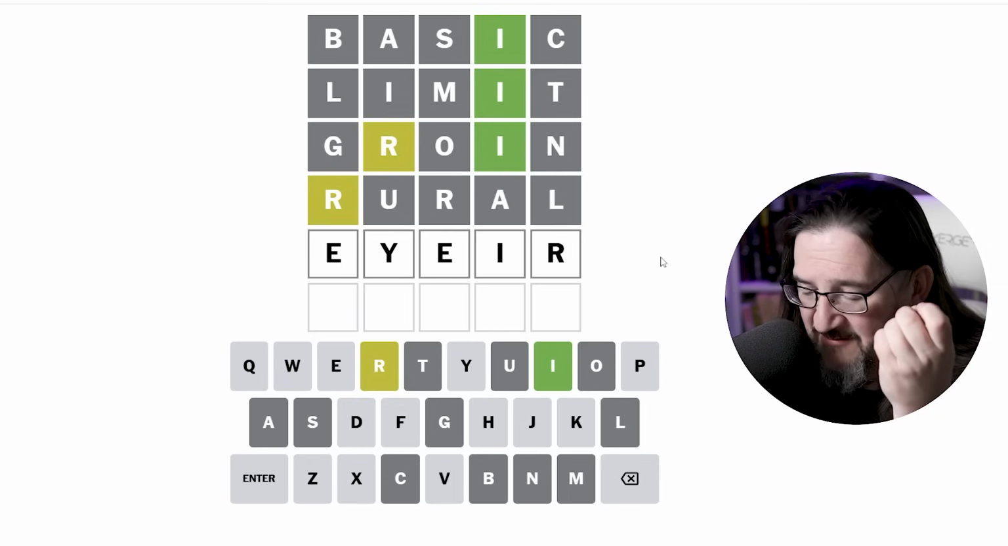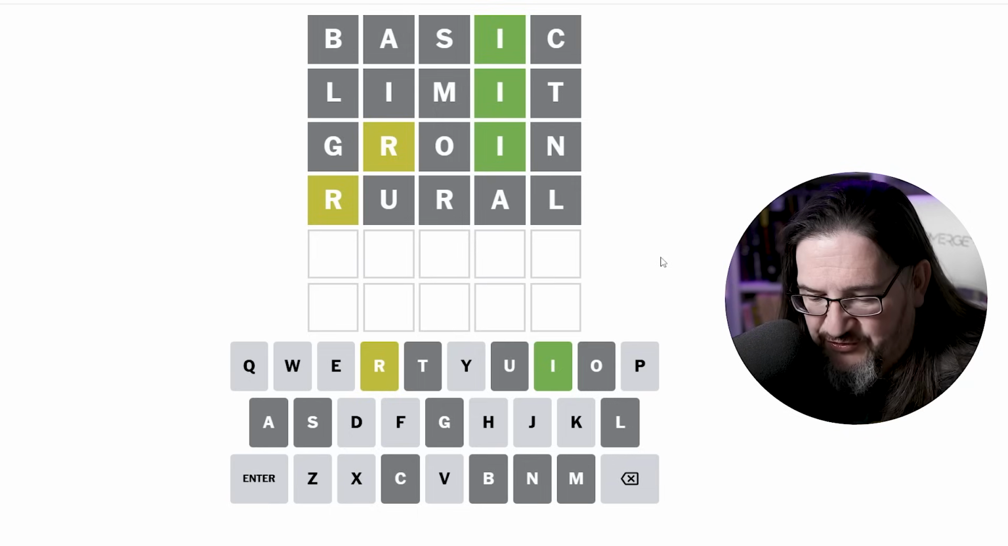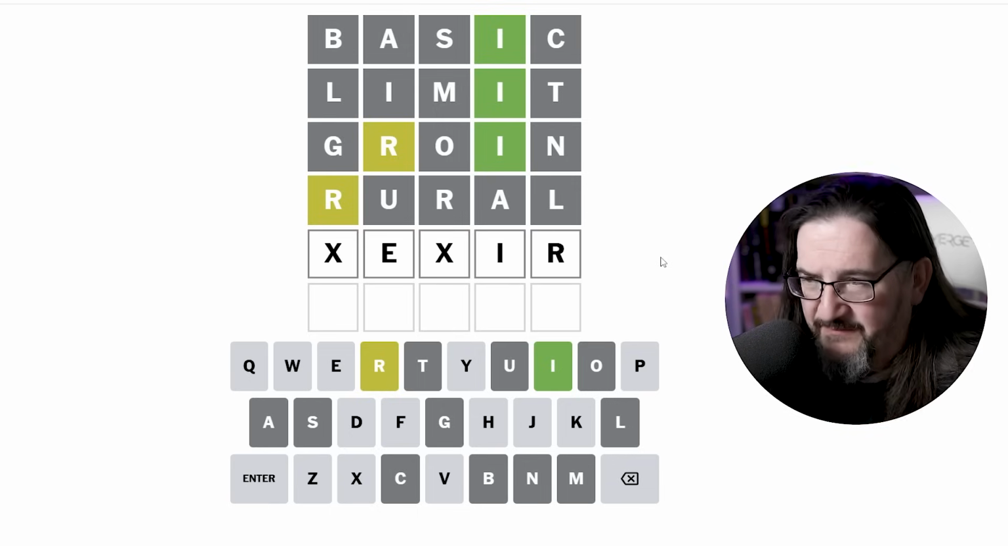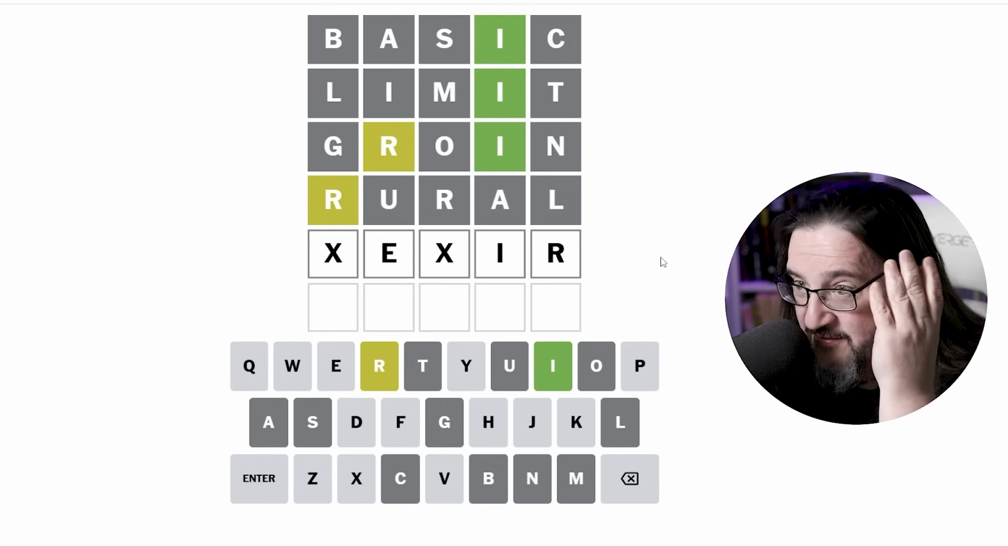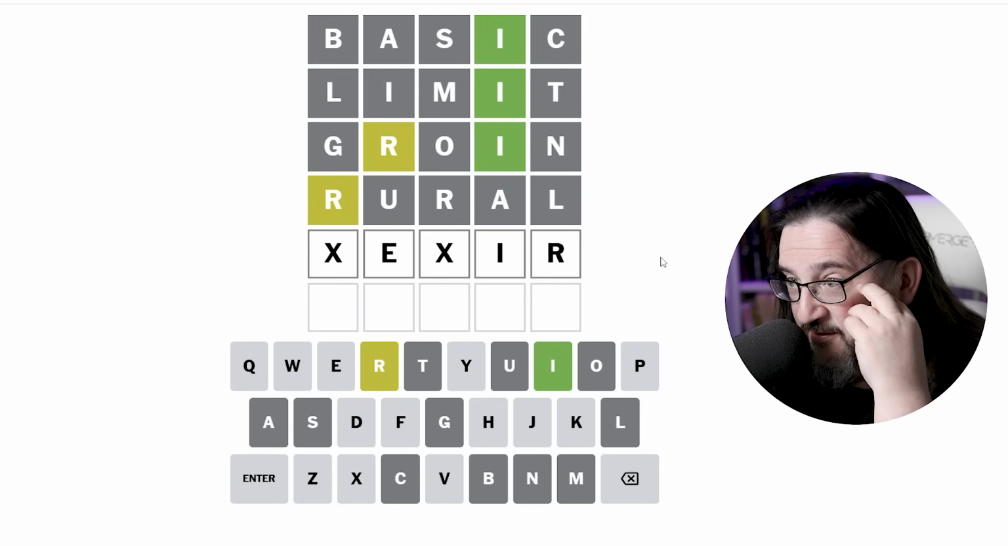I guess I'm drawn back to the E in the second spot. I'm just going through in my mind all the different unused letters here. It could be in the third spot. EDIR? No. EFIR? It could be some strange word that I'm not familiar with.